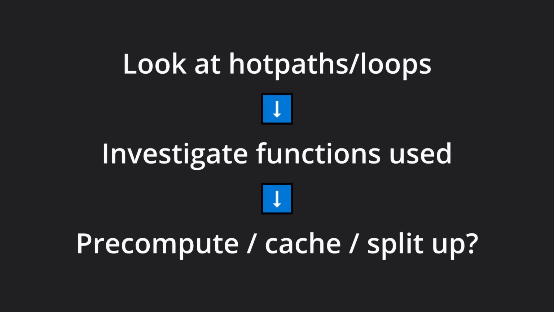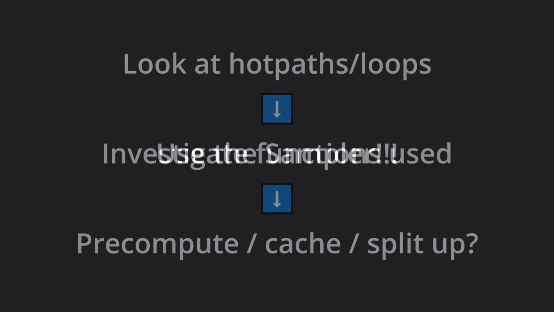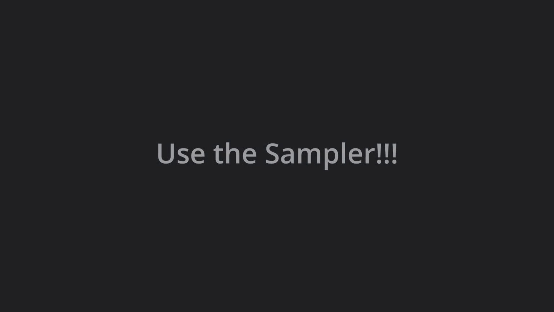If you're not having any performance issues, I wouldn't worry too much about these things, but if your game starts to lag, I would look at hot paths and loops and then comb through the functions being called. Is there anything that can potentially be a slow function? Is it something that you can pre-compute, call a single time, or split up? Use the sampler to help find any expensive functions.